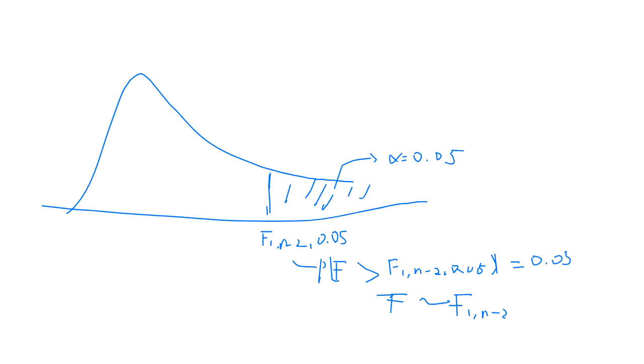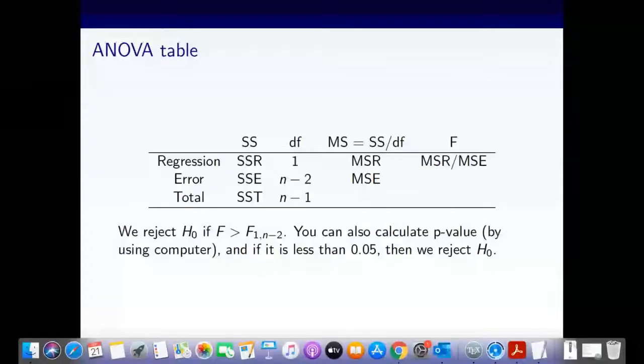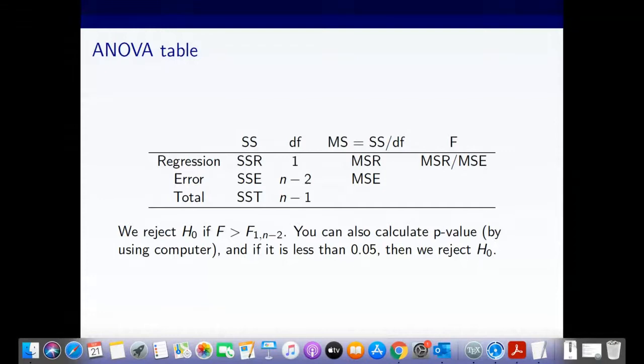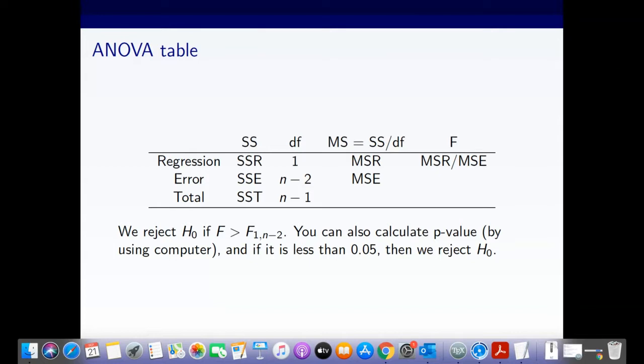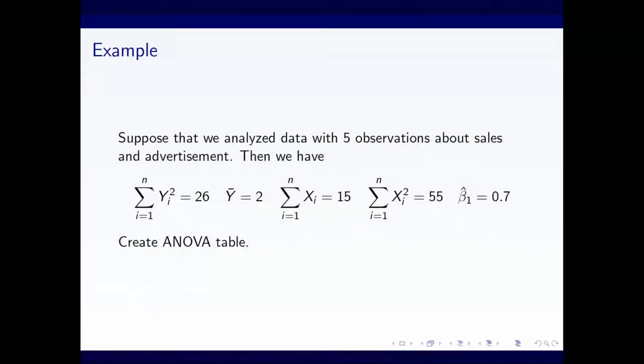So we can use the critical value from the F distribution with degrees of freedom 1 and n minus 2, or you can use the p-value. If that is less than 0.05, then we reject the H0. Any questions so far?